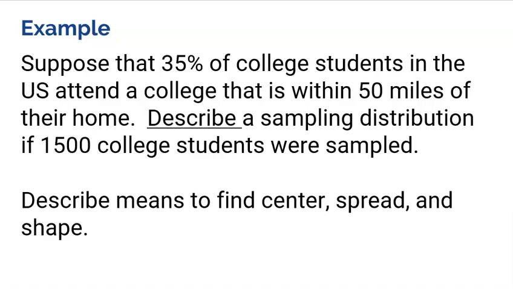All right, suppose that 35% of college students in the U.S. attend a college that is within 50 miles of their home. So 35% of kids that go to college across the country go to a college within 50 miles of their home. Describe a sampling distribution if 1,500 college students were sampled. So we want to say, what would all possible samples look like? Oh, by the way, we haven't even looked at any, but we could do it. Now, when I tell you to describe, you need to remember that means three things. Find the center, the mean, the spread, the standard deviation, and the shape. We know it's going to be normal. All right, so here I go.